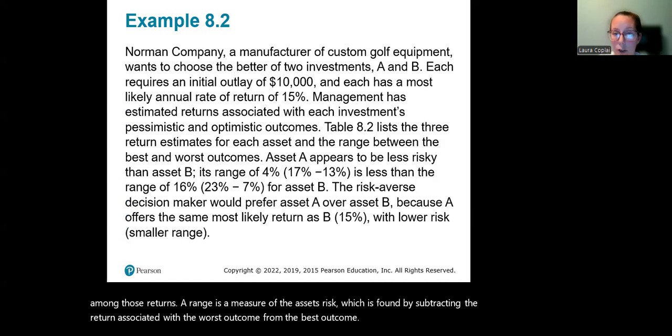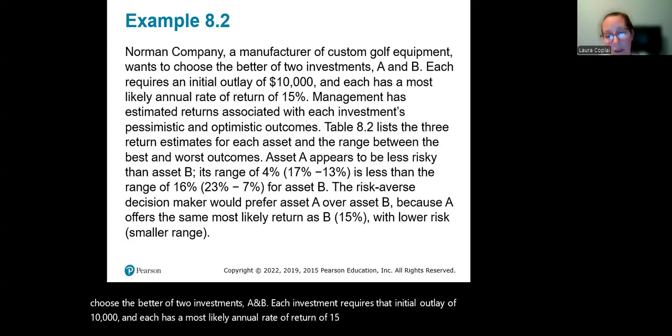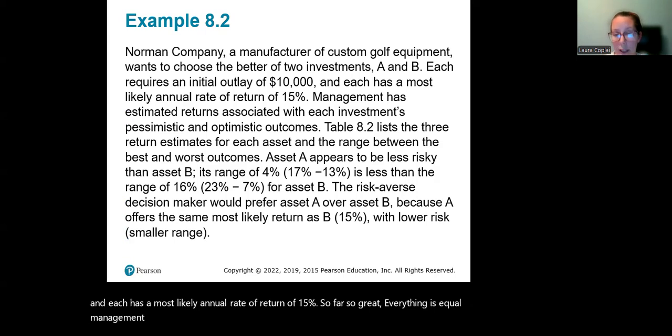Norman Company, a manufacturer of custom golf equipment, wants to choose the better of two investments, A and B. Each investment requires an initial outlay of $10,000, and each has a most likely annual rate of return of 15%. So far, so great. Everything is equal. Management estimates returns associated with each investment's pessimistic, or worst, and optimistic, or best, outcomes.